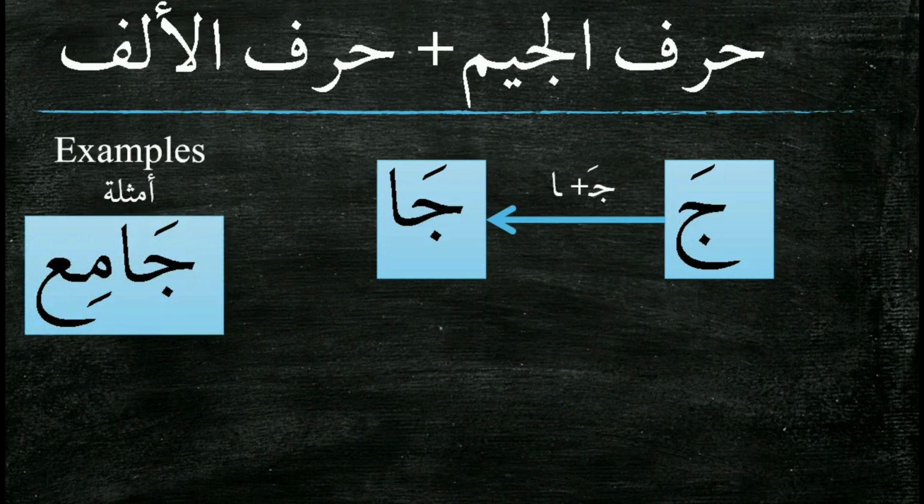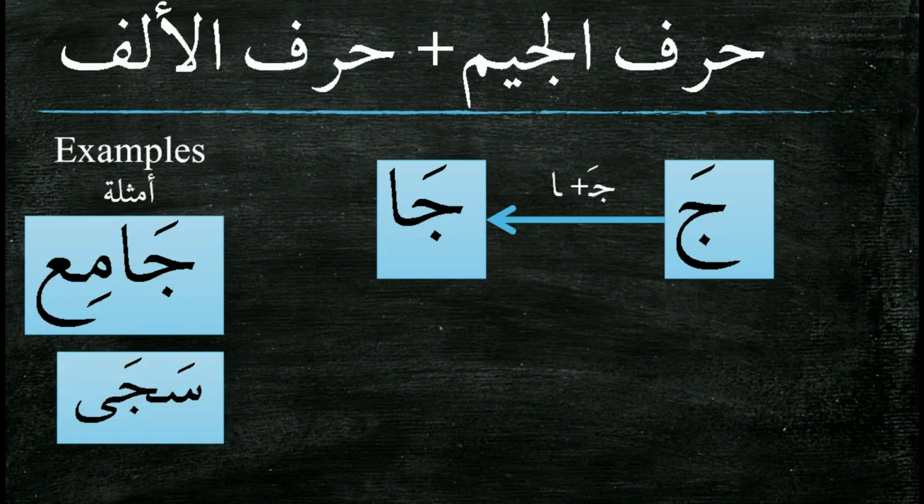Let's take an example here. جامع, جامع. We don't say it that way. We say جامع, جامع. سجى, سجى. This is in the Quran.